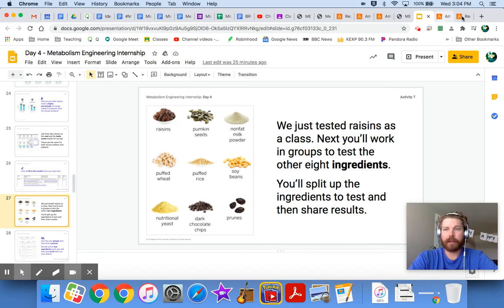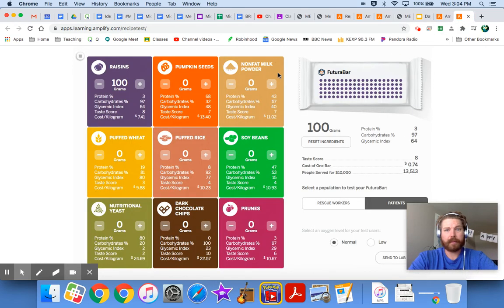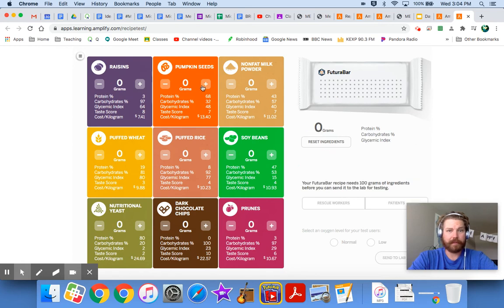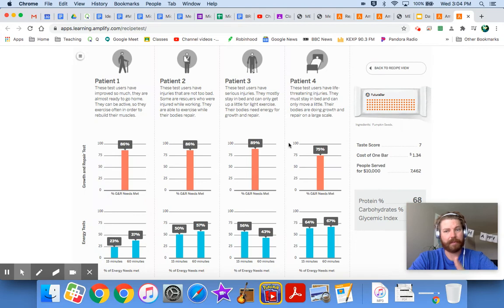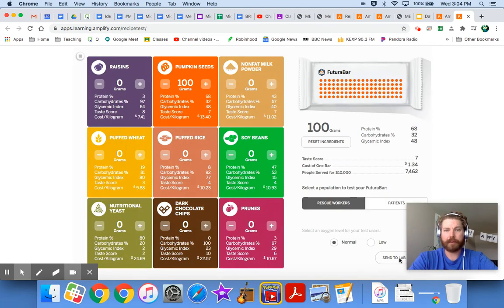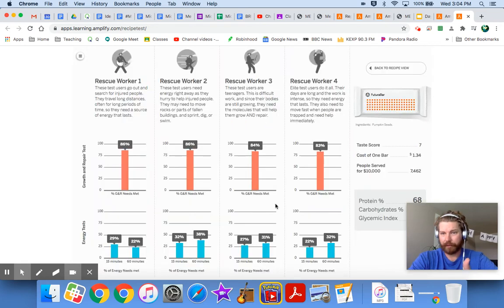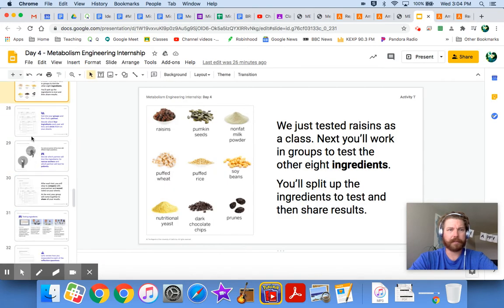Really, again, it's just going into the recipe test tool and reset, add all the ingredients, patients, send to lab. There you go. You just did it. Write your notes. Go back. Rescue workers, send to lab. Write your notes. Okay. Yeah, you do have to look at it a little bit, and you have to compare, but that's okay. I have full confidence in you being able to do that.